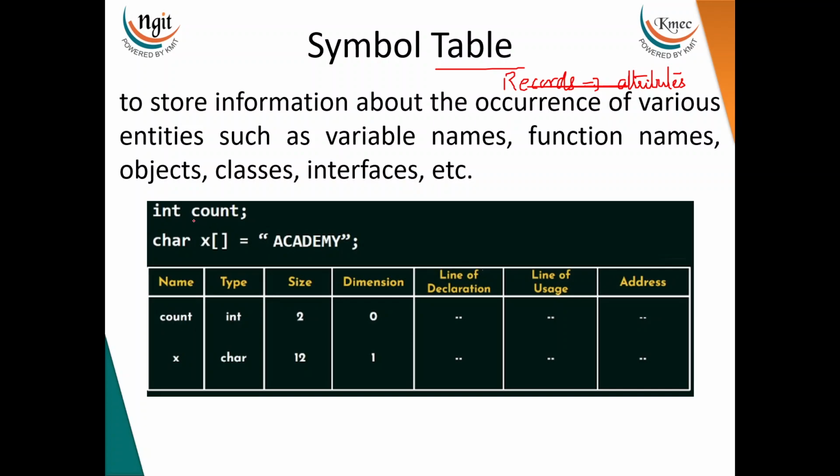For example, if you take here count, count is a variable and it is detected as ID, identifier.